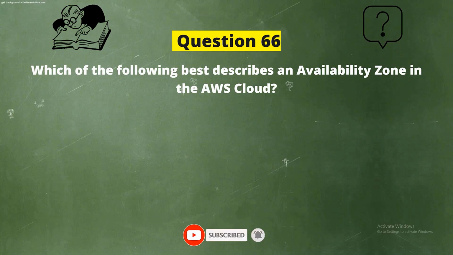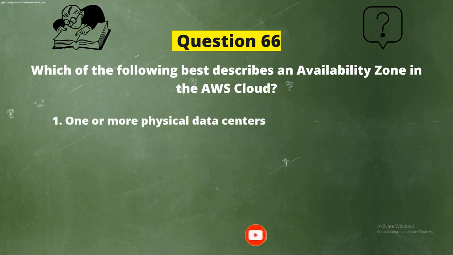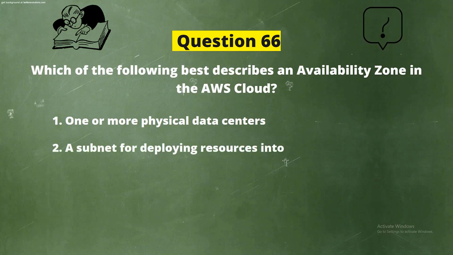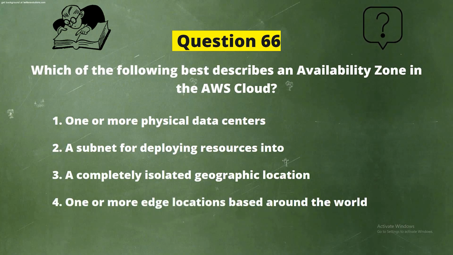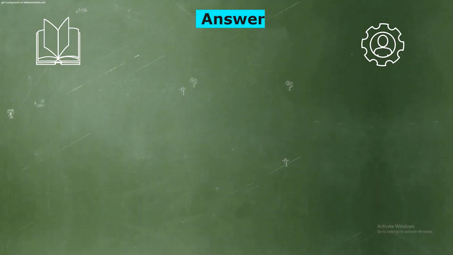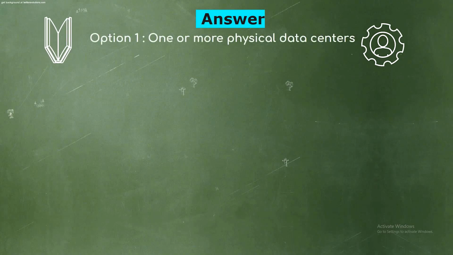And the options are: Option 1. One or more physical data centers. Option 2. A subnet for deploying resources into. Option 3. A completely isolated geographic location. Option 4. One or more edge locations based around the world. And the correct answer is Option 1. One or more physical data centers.